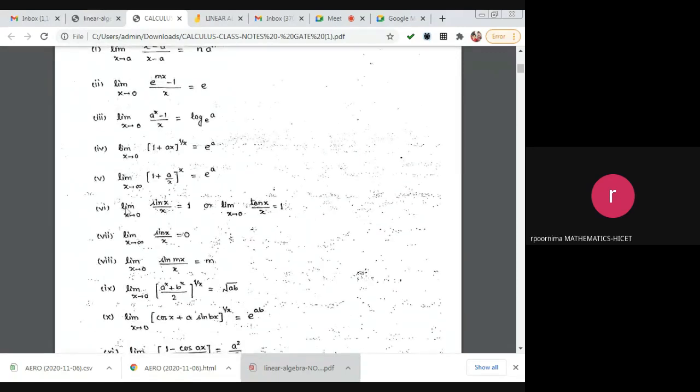Limit x tends to 0 of cos x plus a sin bx to the power 1 by x, that is e to the power ab. Limit x tends to 0 of 1 minus cos ax by x square, which is equal to a square by 2. So these are all the standard limit results. You have to remember them; if the question is in this form, you can directly apply the right hand side value as your answer.